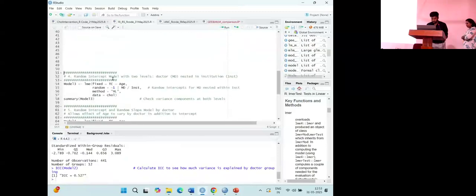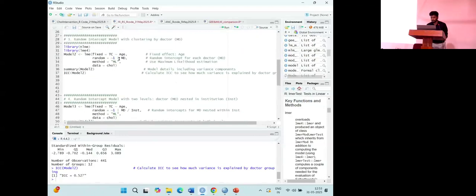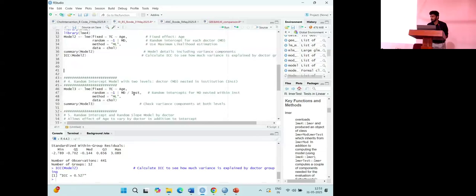Now this is the random intercept model with two levels, doctor and also institution. Can anyone explain what is the change with respect to the intercept model and the slope-intercept model? Previously I gave one intercept. Now I have given two intercepts, institution. This is the only change that you have to do. Yes, institution will be the extra thing. So it will provide an intercept with respect to both the doctor level and also the institution level.